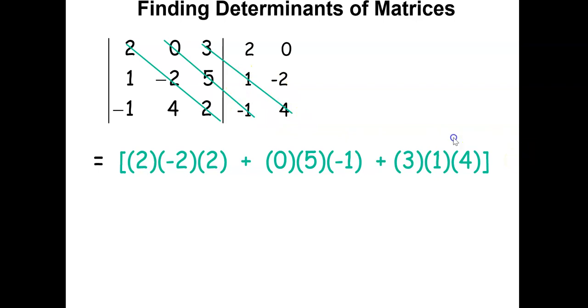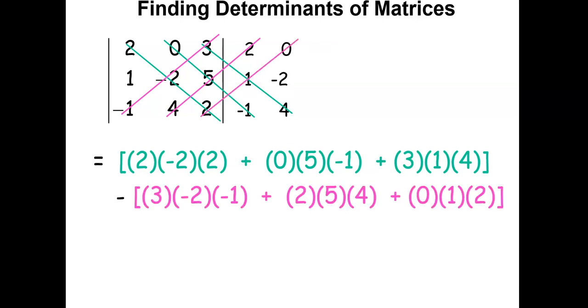Now the second time, I will start with the last digit over here and draw a line like this, going diagonally again. Do keep in mind, you will put a minus sign on your own over here. So 3 times negative 2 times negative 1, then 2 times 5 times 4, and then 0 times 1 times 2. It will look like this. Important thing to keep in mind is you have this in a separate bracket, and you will put a minus sign on your own before this separate bracket.